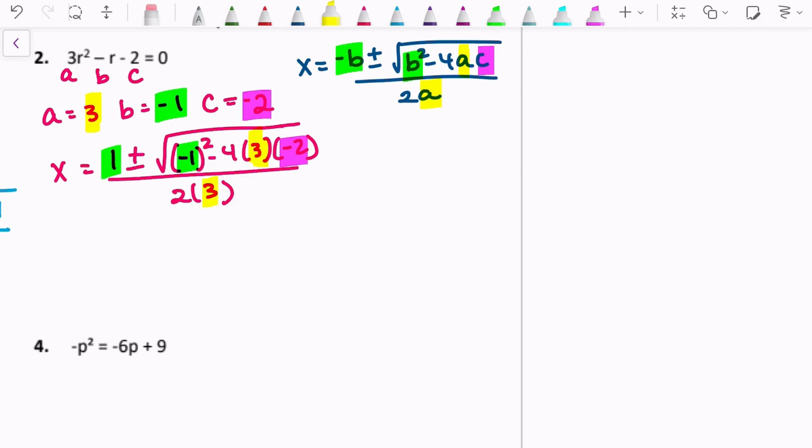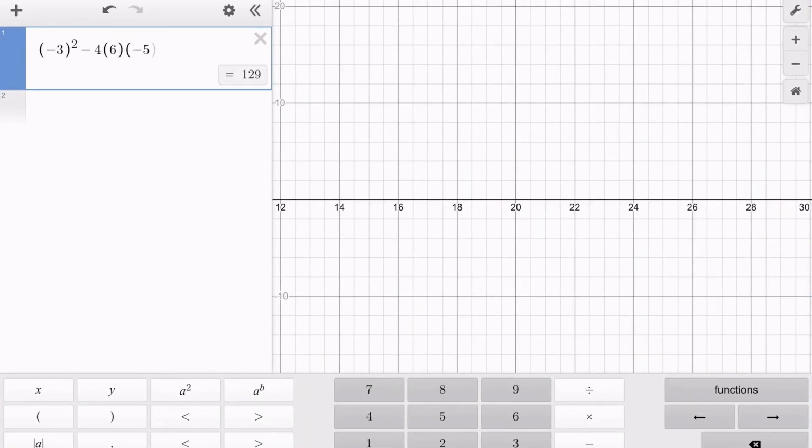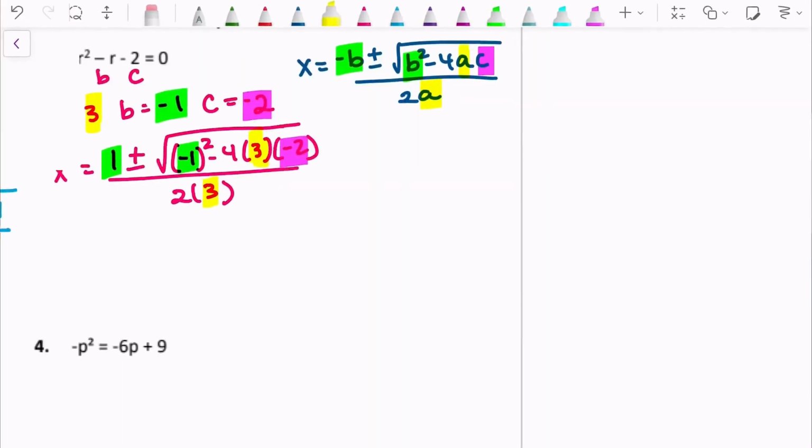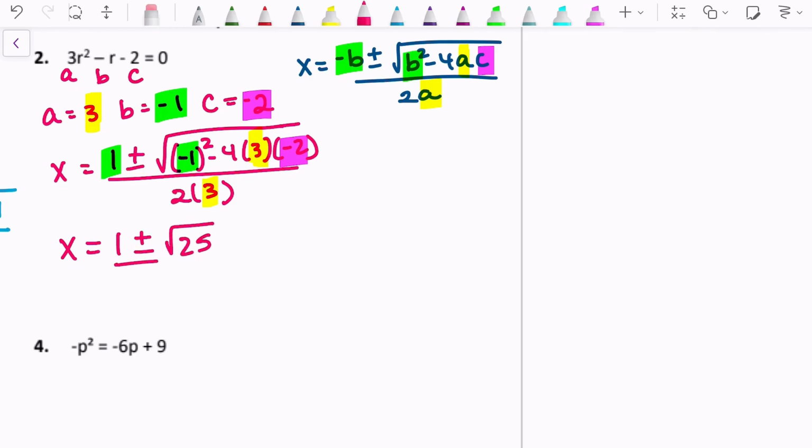All right, so next we simplify the discriminant. So I have -1 squared minus 4 times 3 times -2, and that gives me 25. I'm going to jump down here. It doesn't matter really where you go. Just keep your work organized. 2 times 3 is 6. All right, well, I know the square root of 25. It's 5. That's a perfect square.